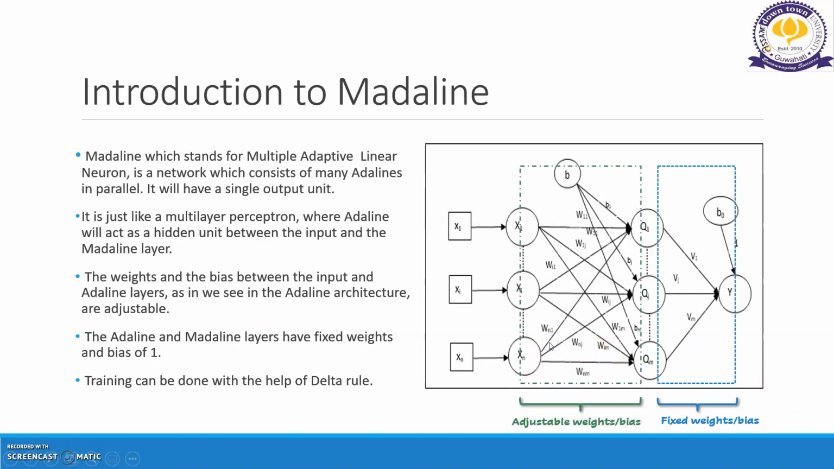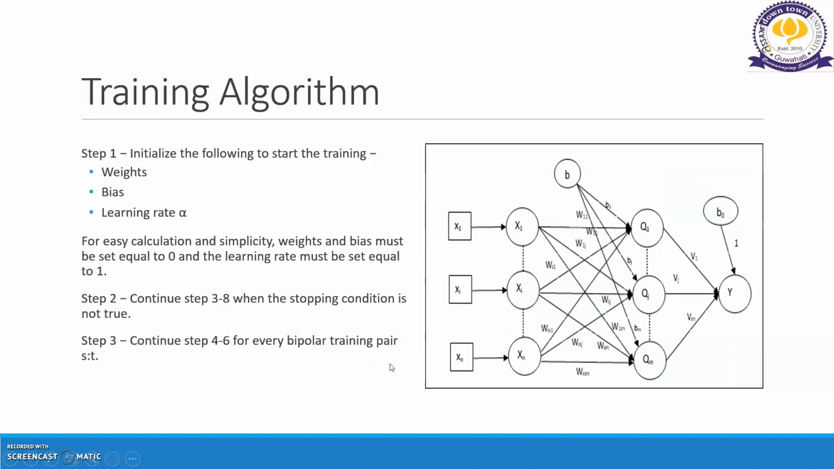Here, in case of Madaline, the weights and bias between the input and the Adaline units are adjustable, whereas the weights and bias between the hidden Adaline layer and the Madaline layer are fixed, and normally it is said to be 1. Just like Adaline, here also the training can be done with the help of delta rule.